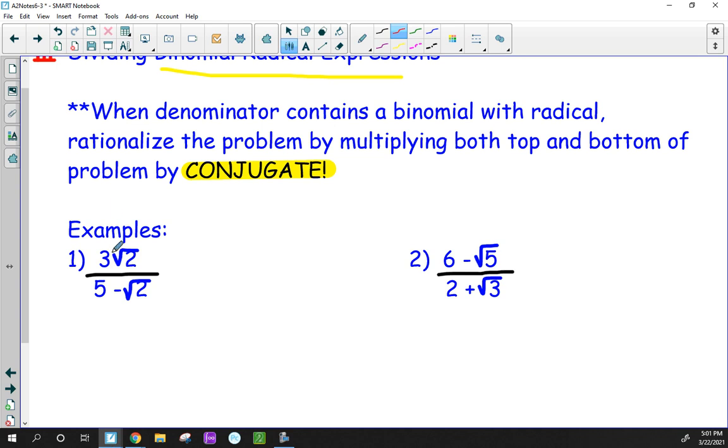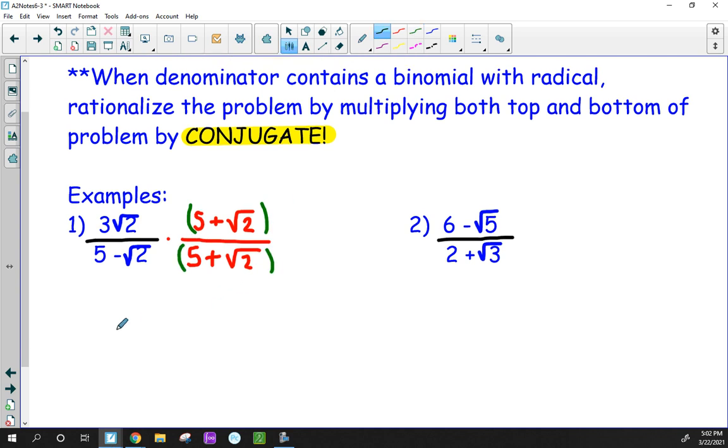I've got example 1 as the 3 times the square root of 2 divided by 5 minus radical 2. Because on the bottom I see 2 terms, I know I've got to get rid of the square root of 2, but in doing so I have to multiply by the conjugate. You're going to change the middle sign from minus to plus. You're going to put 5 plus radical 2 on both top and bottom. That is your conjugate. Remember, you have to multiply both the top and bottom by the same value, because when you're multiplying by a conjugate, this is nothing other than 1.